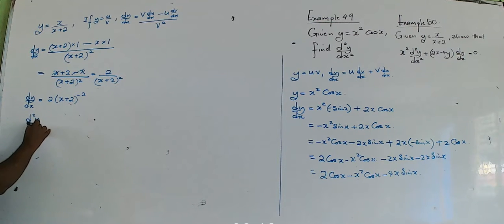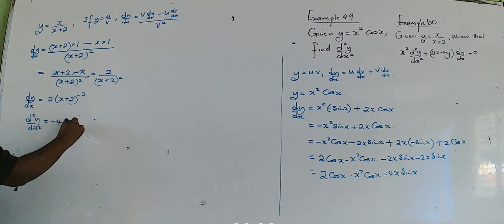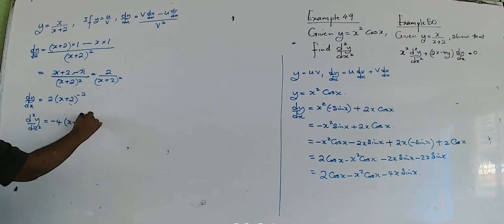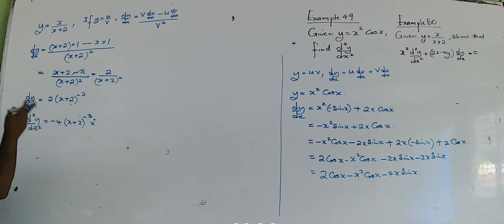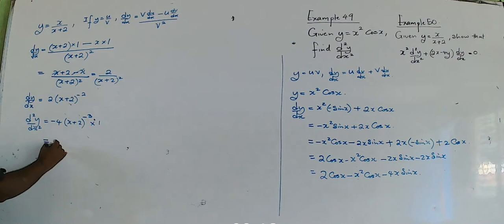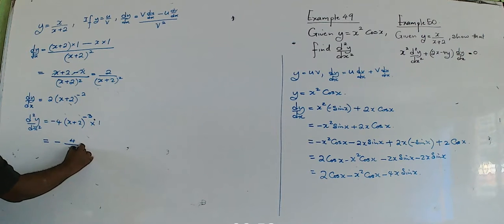For d2y by dx squared, chain rule says I must differentiate the outside function. So it's minus 2 times 2, which is minus 4, times x plus 2, the power decreases by 1, so it becomes minus 3, times the differential of the inside function. The inside function is x plus 2. When I differentiate x plus 2, I'm simply going to get 1. So my answer here is minus 4 over x plus 2 cubed. Alright?